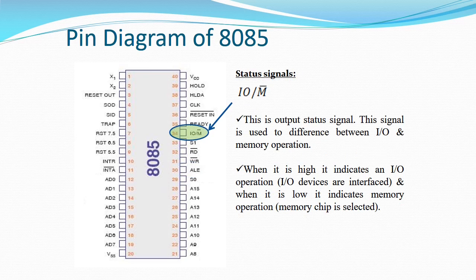The next pin is called IO/M bar. IO/M bar means input-output and memory. As we have discussed earlier, we have read and write operations, and those can be performed on input-output devices or memory. To differentiate between input-output devices and memory, this signal is used. When this signal is high, the read or write operation is performed on input-output devices. If this signal is low, the read or write operation is performed on memory.